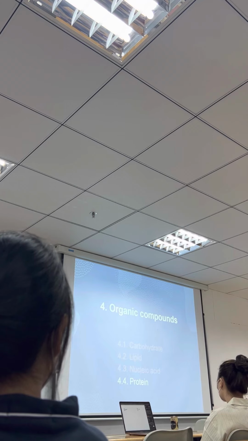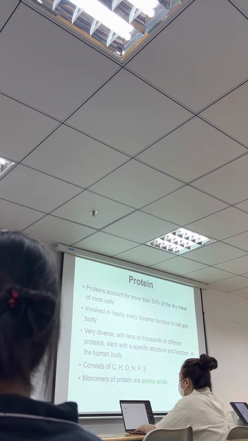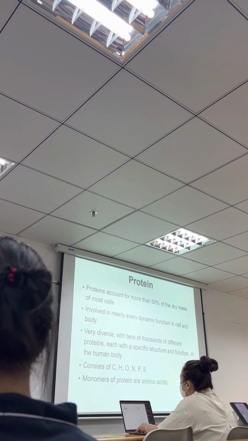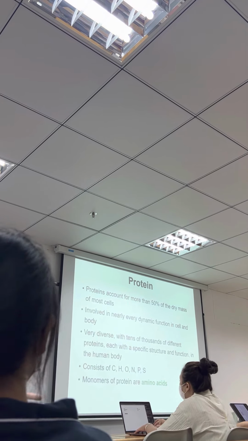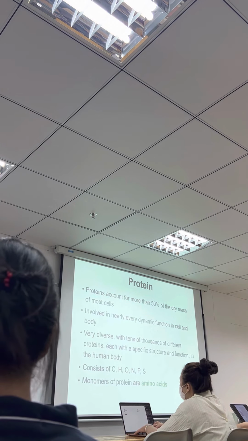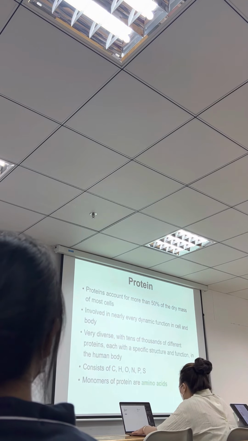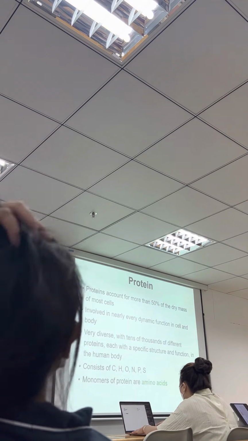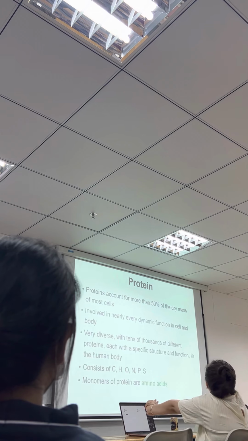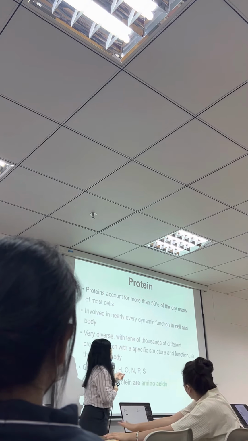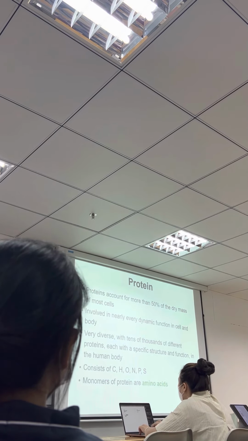So the last organic compound is protein. Protein takes about 50% of the dry mass of the cell. So 50% of the mass of the cell is protein. And it can be enzymes, it can be the structural component of the cell. Protein consists of elements such as carbon, hydrogen, oxygen, nitrogen, phosphorus, sulfur. And the monomers of protein are amino acids.